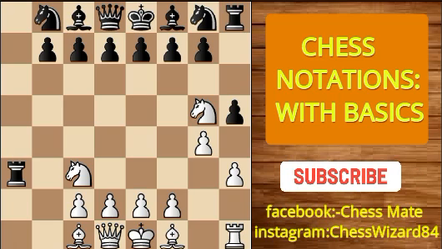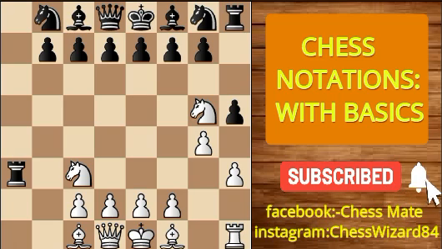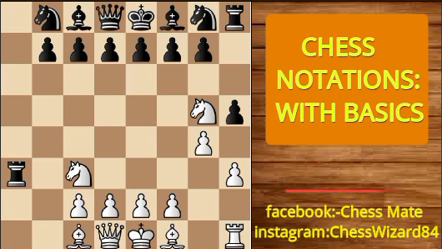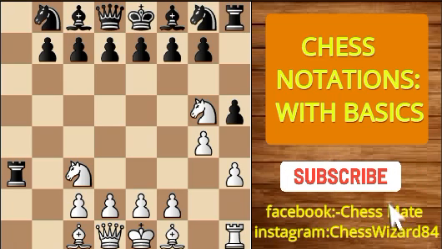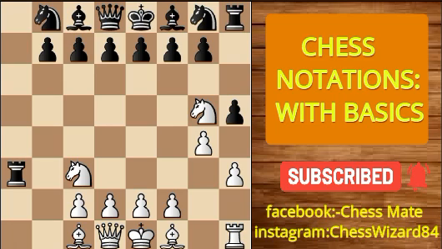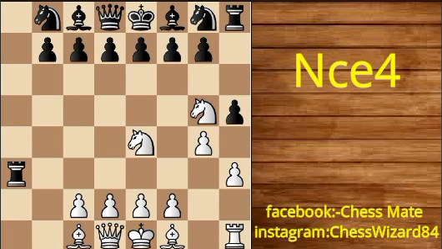In this case, both these knights are on different files. This knight is on the C file and this knight is on the G file. Therefore, when this knight moves to e4, we will notate this move as N for the knight, for the C file where this knight was, followed by e4, which signifies that the knight on the C file has moved to e4 and not this one.